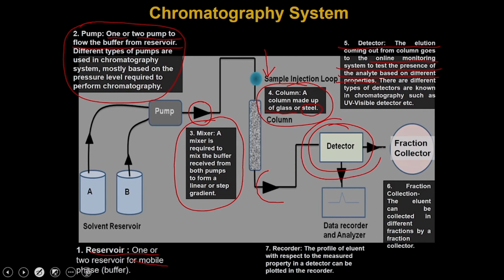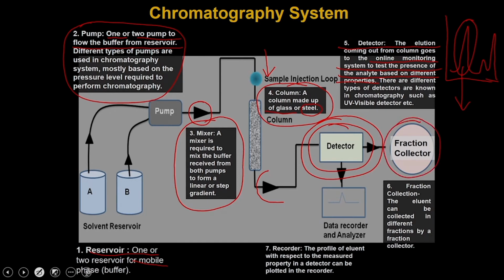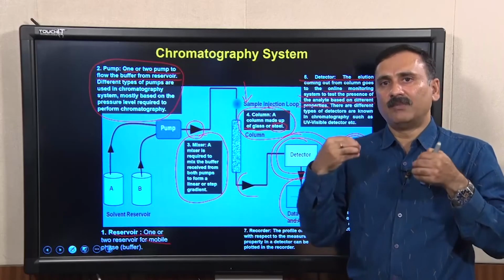Once you detect the molecule using the detector, because the detector is going to give you the chromatogram, you can ask the machine to collect the peaks, and that you will do in the fraction collectors, which will collect these eluting molecules into different fractions. On the other hand, the detector will also give the signal to the recorder, and the recorder is going to show you the profile of these eluting molecules in the form of a chromatogram. So, this is all about the brief overview of the chromatography system.